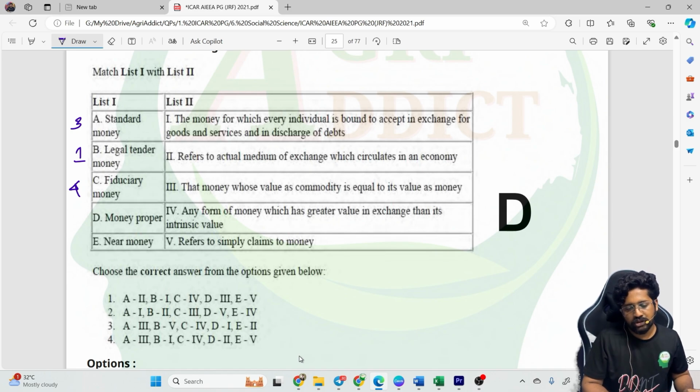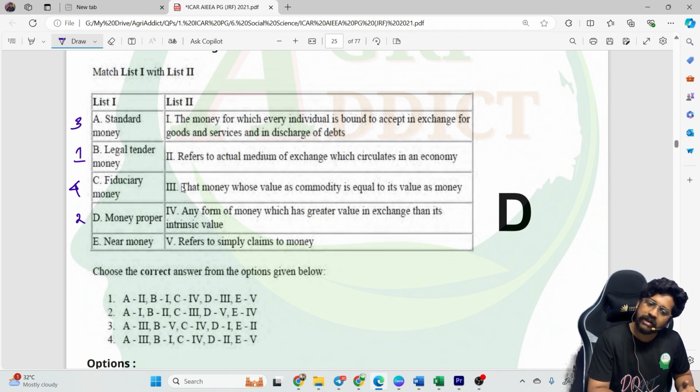And what about the D option, money proper? Money proper can be connected with the second option. What is money proper? It refers to the actual medium of exchange which circulates in an economy. Actually there will be many kinds of things, like bitcoins, shares, promissory notes, but still something will be there which is generally accepted as a medium of exchange in an economy. So therefore money proper can be referred to as the actual medium of exchange which circulates in an economy. So D can be connected with the second option.